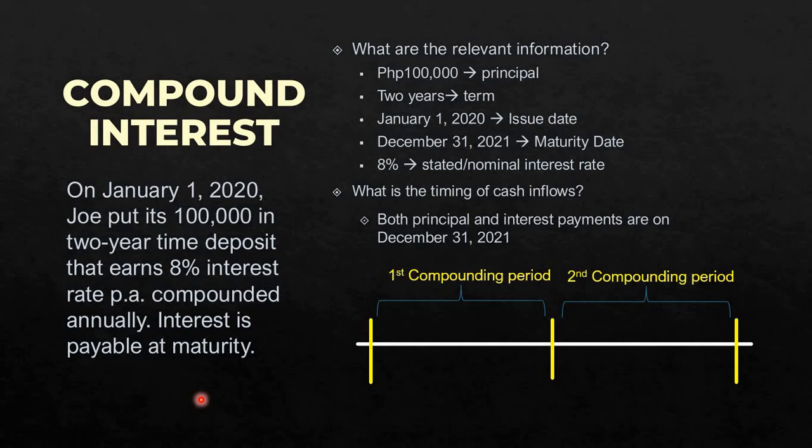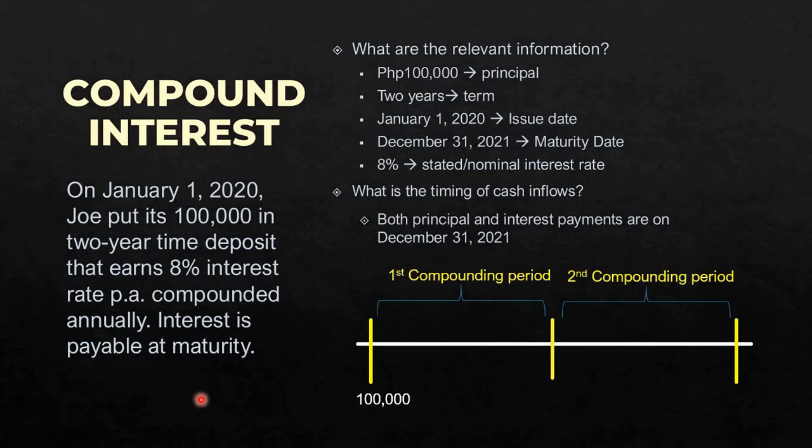So, magsimula ulit tayo sa January 1, 2020. So, dito sa January 1, 2020, meron tayong cash flow pero outflow to. Kasi dito tayo naglabas ng pera at magkano? 100,000 pesos. So, itong 100,000 is an outflow. Then, syempre, after 1 year, the first compounding period, tutubo ito ng interest, which is equal to 8%. So, ang basis natin ng computation this time, since this is the first compounding period, is only the principal kasi wala pa tayong previously computed na interest.